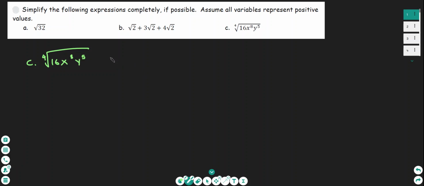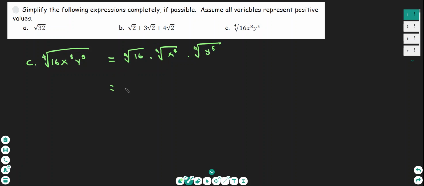In the first step, we are going to break this down as a product of three radicals using the product rule of radicals. That is, I can write this as the fourth root of the number 16 times the fourth root of x to the power of 8 times the fourth root of y to the power of 5. So this is the first step that we do. We split this into a product of three radicals.